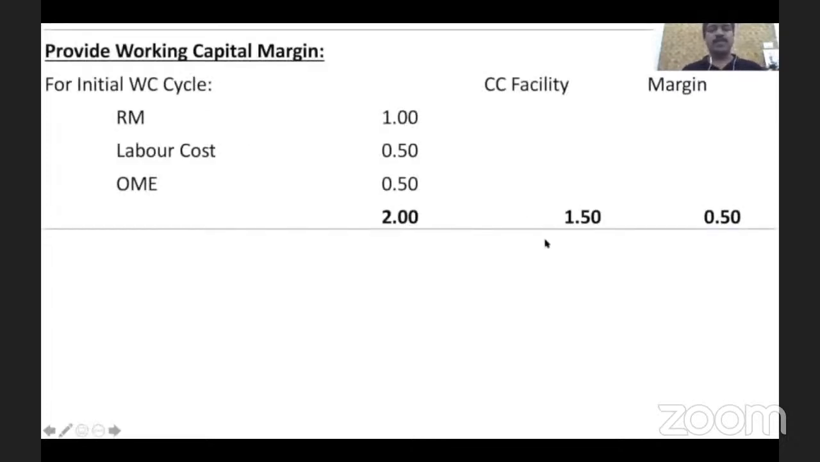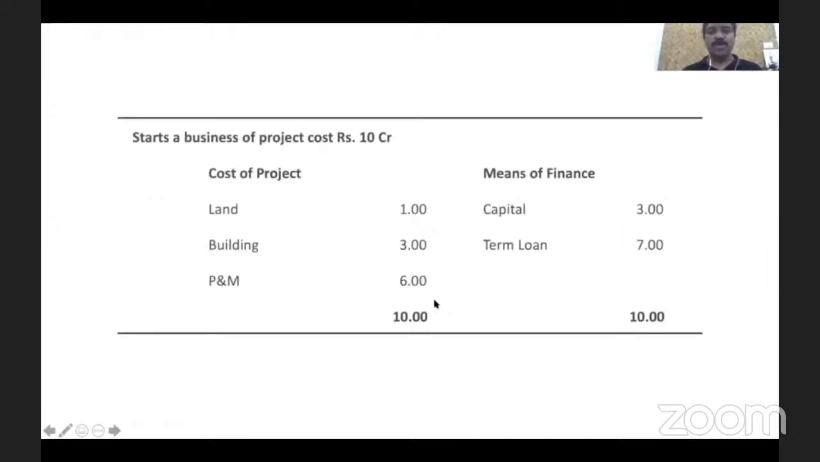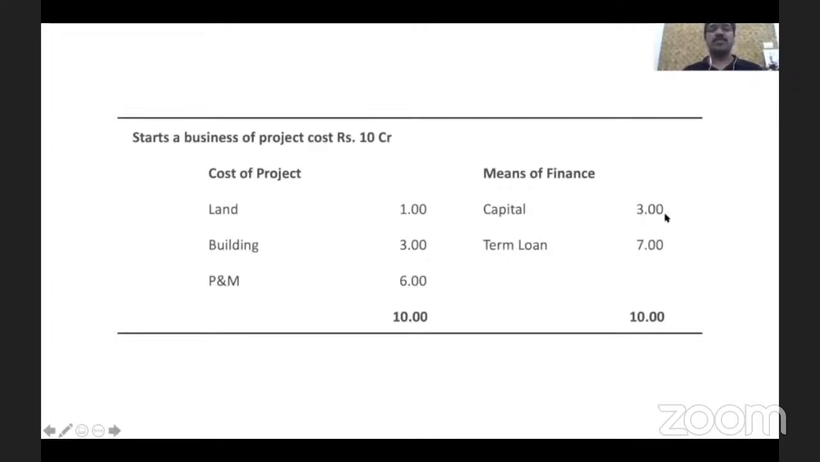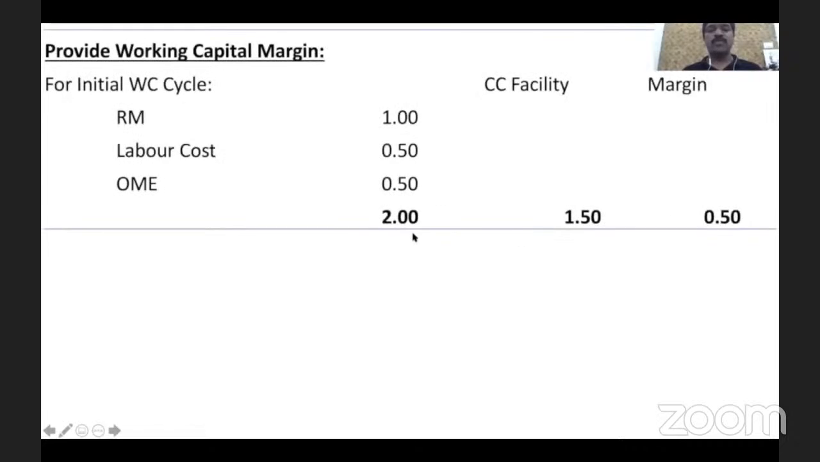This is what is required for my initial operations. If I want to kickstart my operations, I should have investment in raw material of at least 1 crore. I should make investment in labor of at least 50 lakhs. I should invest in other manufacturing expenses of at least 50 lakhs. It means I should make an additional investment of 2 crore. See, already my total investment is 10 crore. But now to kickstart my operation, I have to invest another 2 crore. But already I said I have only 3 crore. Maybe a small addition here and there I'll be able to manage, but a total amount of 2 crore I cannot manage.